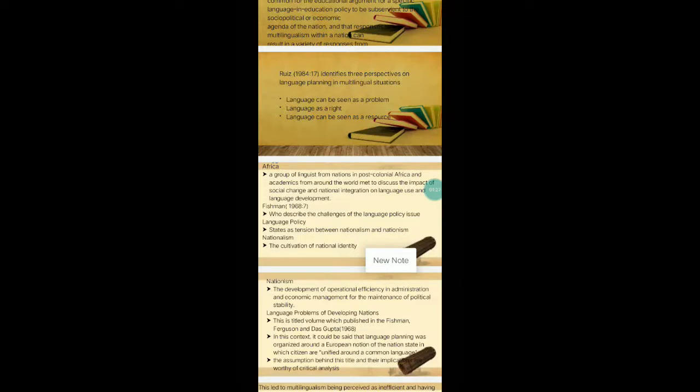So Ferguson acknowledged the work of Fishman, who described the challenges of the language policy issue.